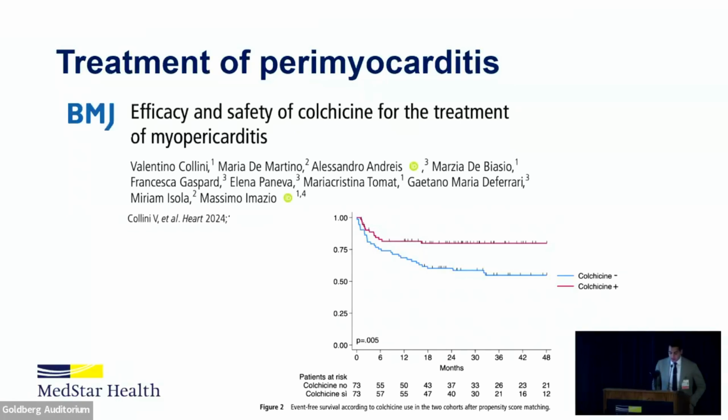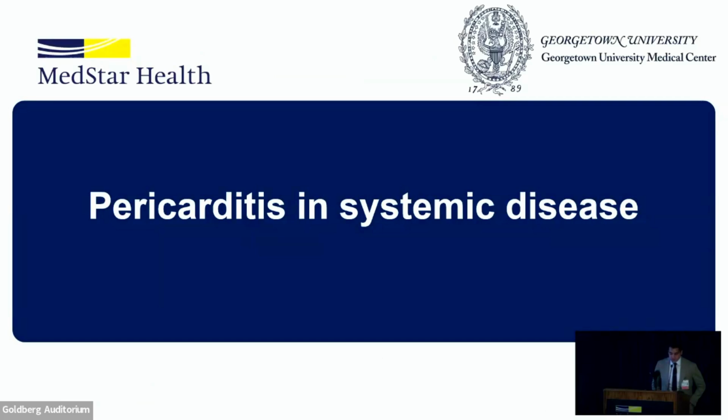But this study by Dr. Mazid was a retrospective observational study that showed there was actually improved disease-free survival for these patients who received colchicine, for the same amount that you would do for an acute episode of pericarditis. So colchicine is still very, very reasonable in perimyocarditis as well.